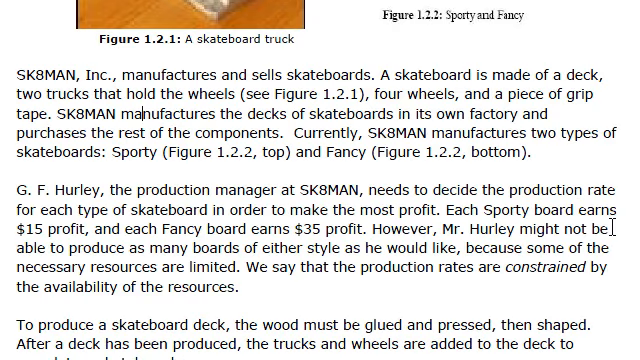So in this task, you'll be considering the fact that there are two types of skateboards: the sporty board, which earns you $15 in profit, and the fancy board, which earns you $35 in profit. You'll want to use some type of combination, a certain number of sporty and a certain number of fancy boards, to ensure that you bring in the most amount of dollars.